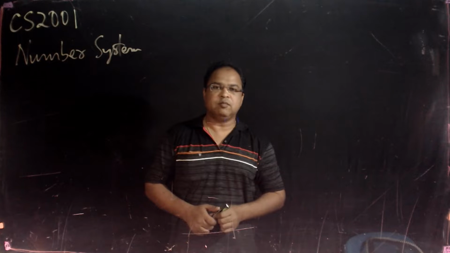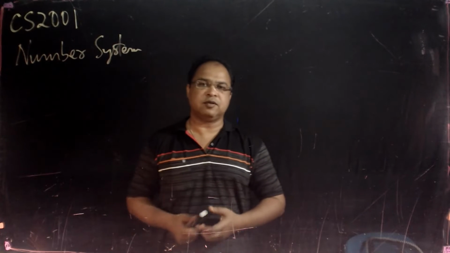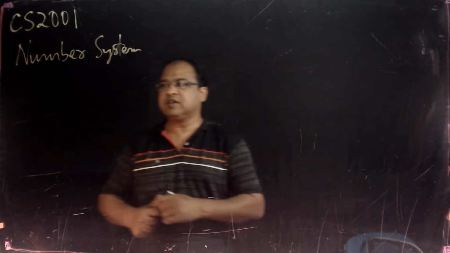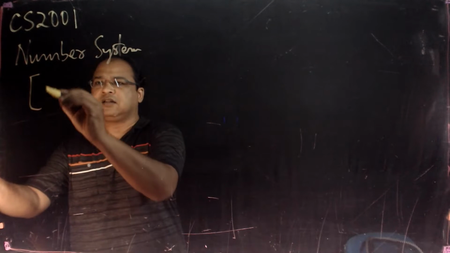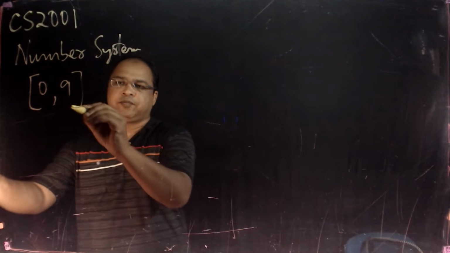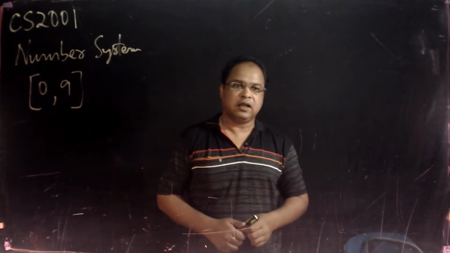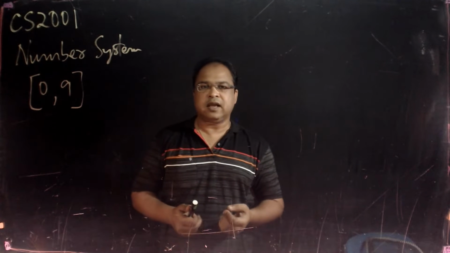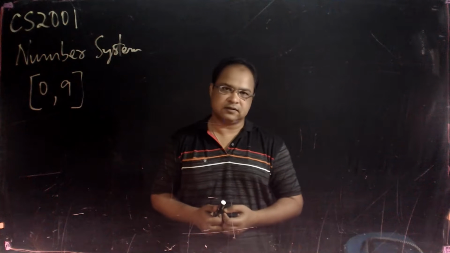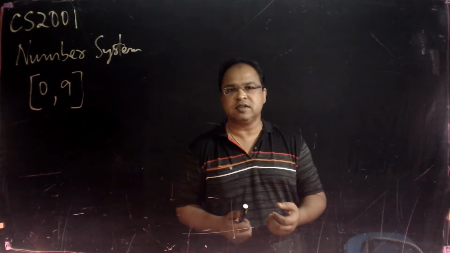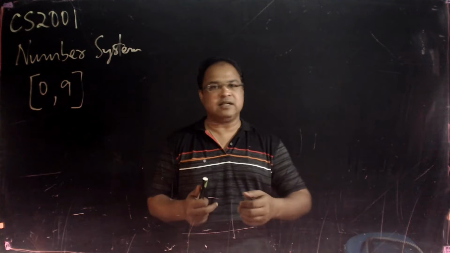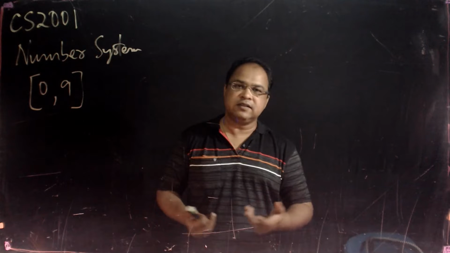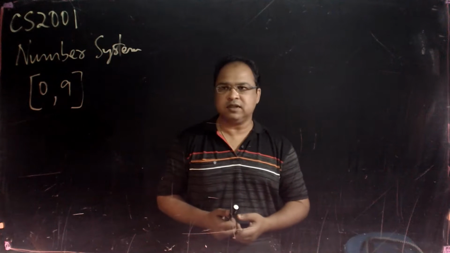The most common number system that we have been learning from our childhood is the decimal number system, which has numbers ranging from 0 to 9. A single digit decimal number system has 10 different possibilities. A 2-digit decimal number system has 10 cross 10, that is 100 different possibilities. Similarly, a 3-digit decimal number has 1000 different possibilities.